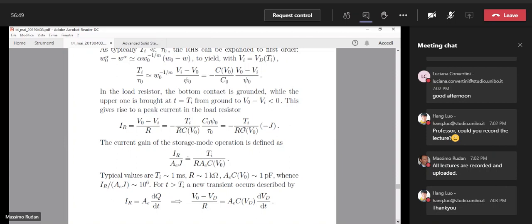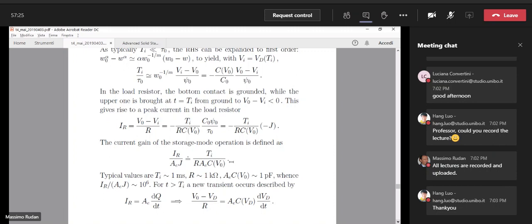of the storage mode operation with respect to the continuous mode operation is the ratio between IR divided by IG, but IG is the area of the diode times J. So when we do this, we find that the current gain is Ti over R times the area and times the capacitance at CV0.